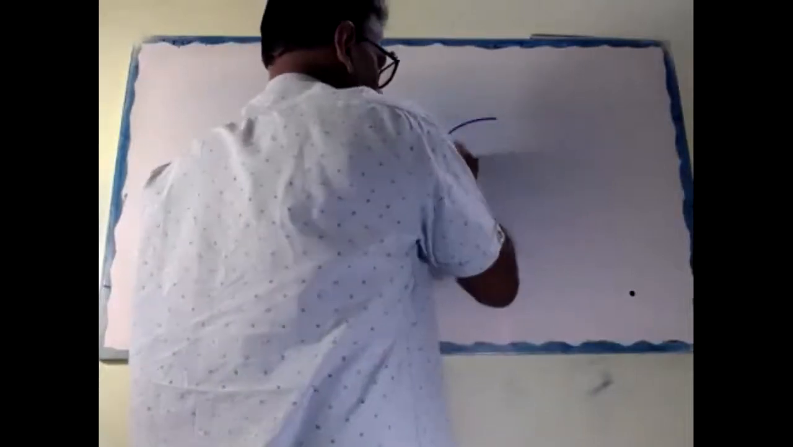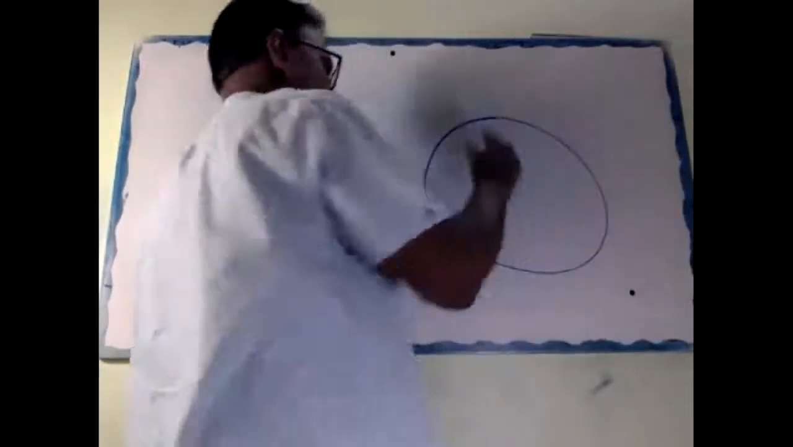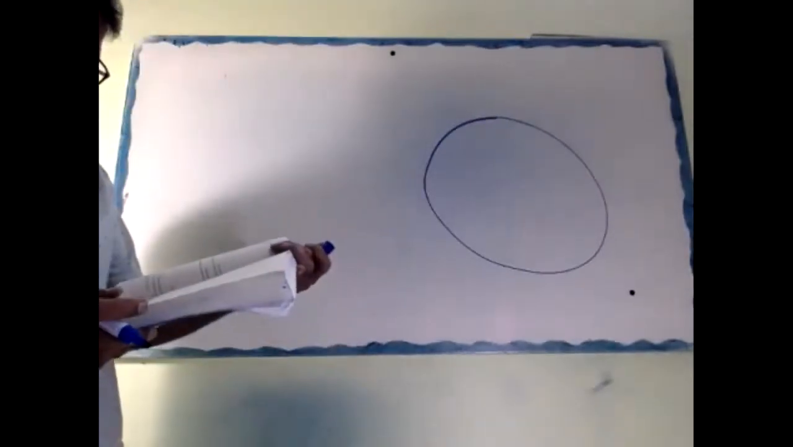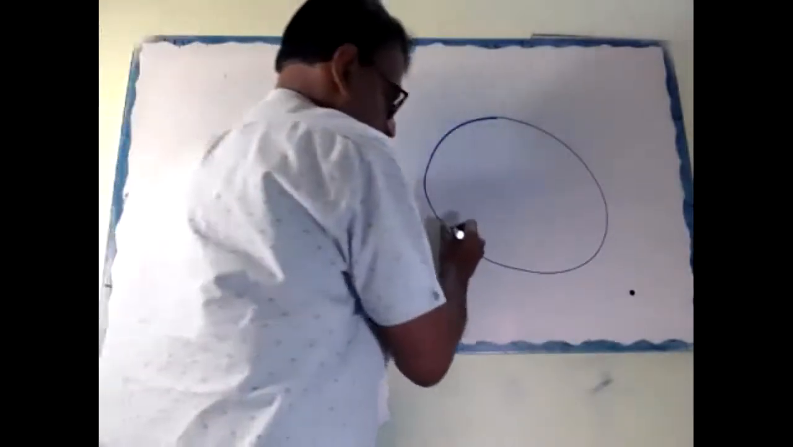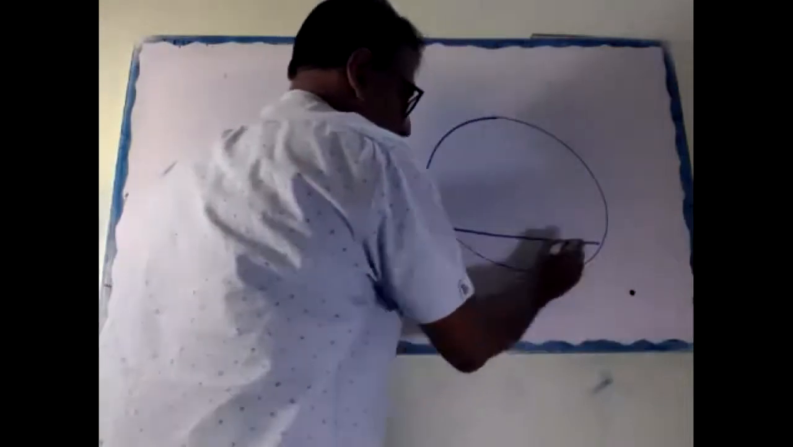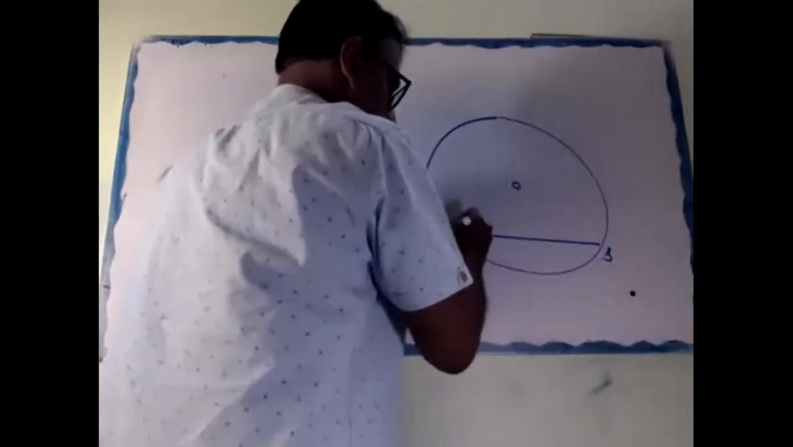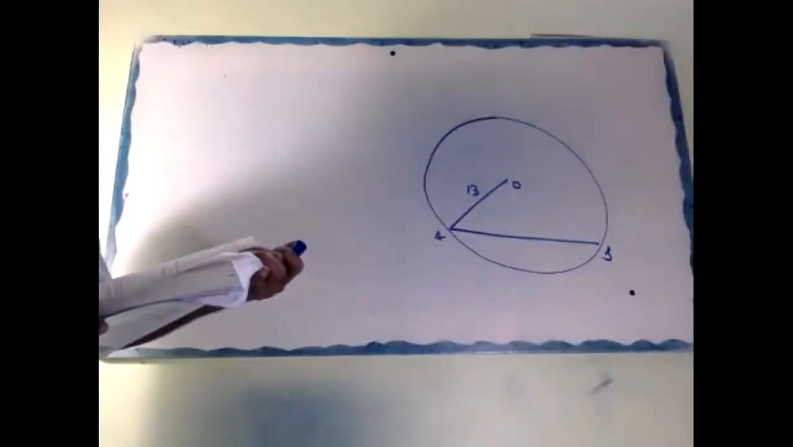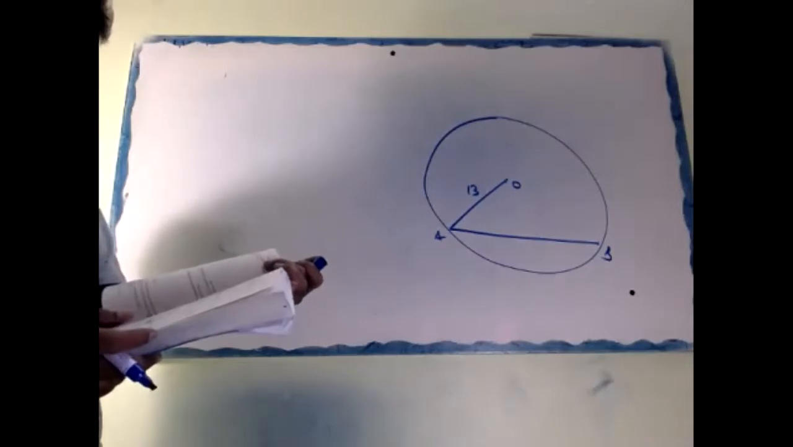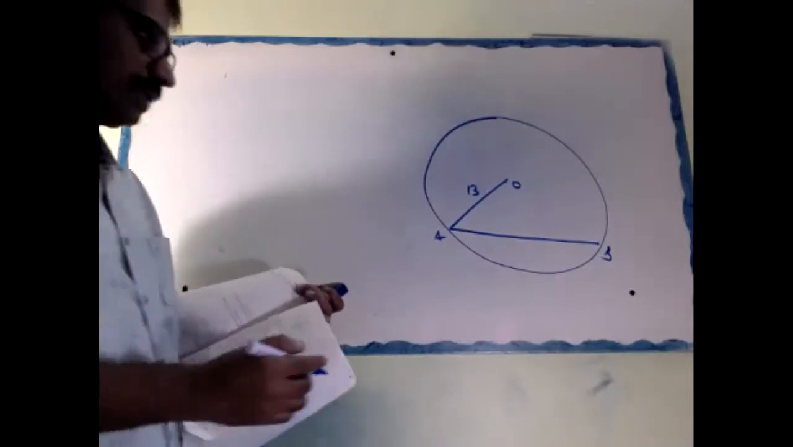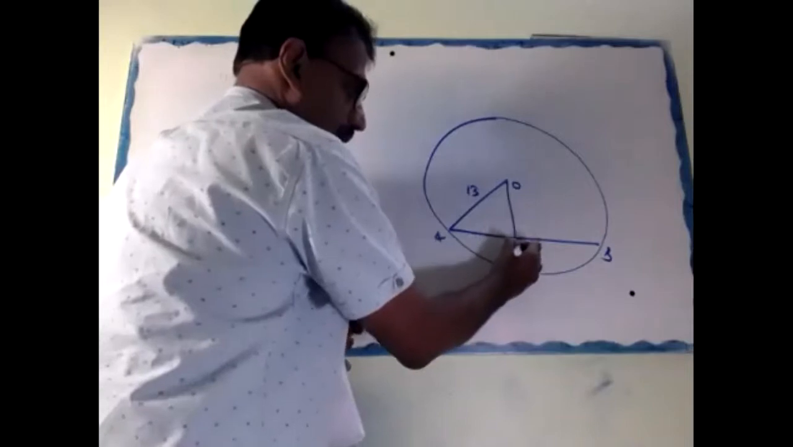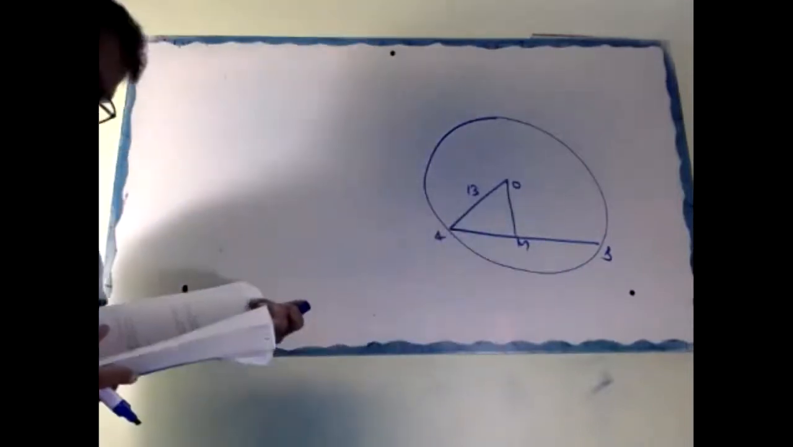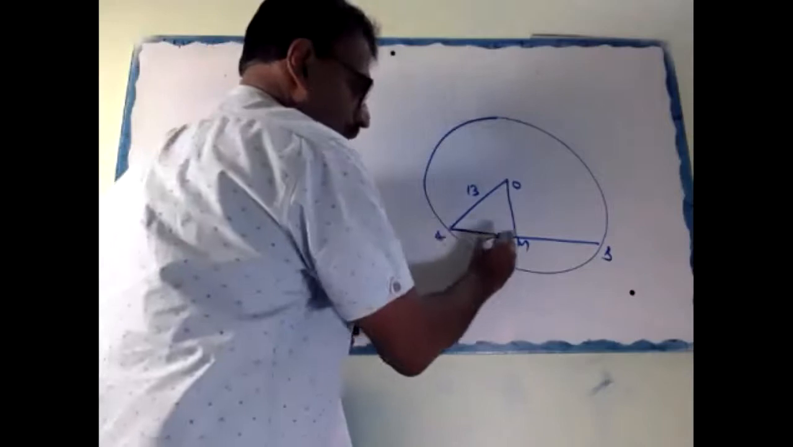Listen, everyone, make the circle correctly with the compass. Look here, first question I explained to you. The radius of the circle is 13. AB is a chord, the center is here, and the length of the chord is 10. Find the distance of the chord from the center. Draw the perpendicular OM. AB is given as 10 centimeters, so AM is 5 and MB is 5.